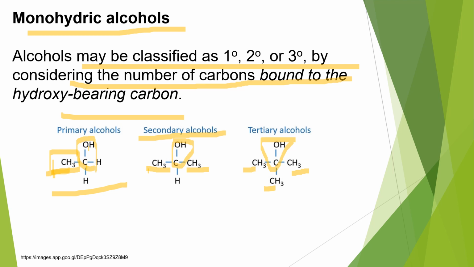The alcohols are classified as primary, secondary or tertiary by considering the number of carbons bound to the hydroxy-bearing carbon. If the hydroxy-bearing carbon is bound to only one carbon, then it is a primary alcohol. If it is linked to two other carbons, then it is a secondary alcohol. If it is linked to three carbons, then it is a tertiary alcohol.